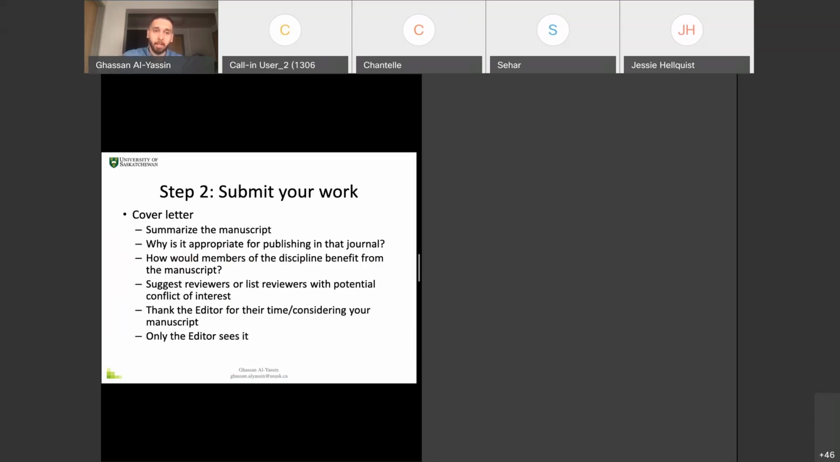Okay. Some journals will also ask you to list reviewers that you think are appropriate, so it makes it easier for them to find appropriate reviewers. Sometimes you also list reviewers that you think might have a conflict of interest to make sure the editors don't pick these reviewers. And then it's always nice to thank the editors for taking the time to read your paper, making a decision, and considering it for submission.